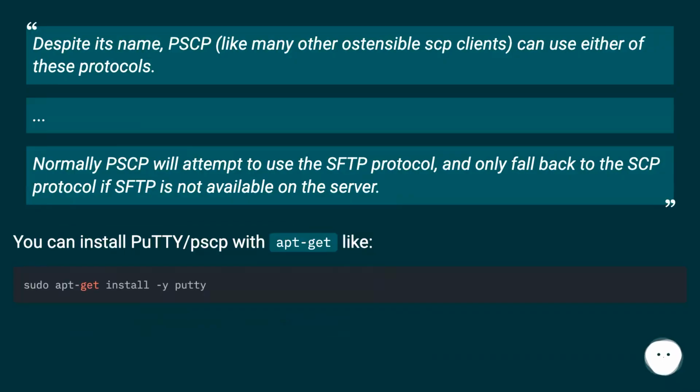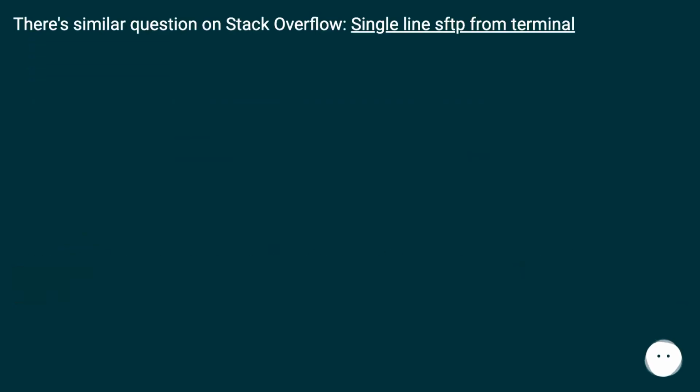Despite its name, PSCP, like many other ostensible SCP clients, can use either of these protocols. Normally PSCP will attempt to use the SFTP protocol, and only fall back to the SCP protocol if SFTP is not available on the server. You can install PuTTY PSCP with apt-get like this. There's a similar question on Stack Overflow: single line SFTP from terminal.